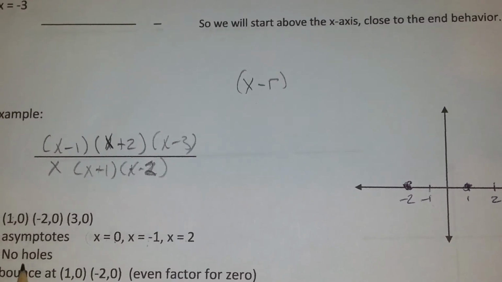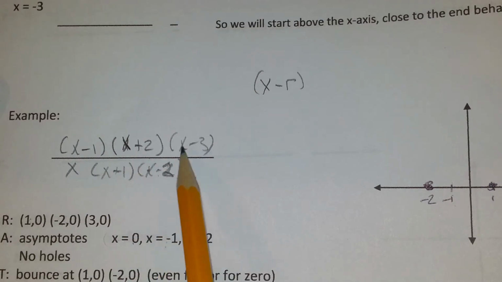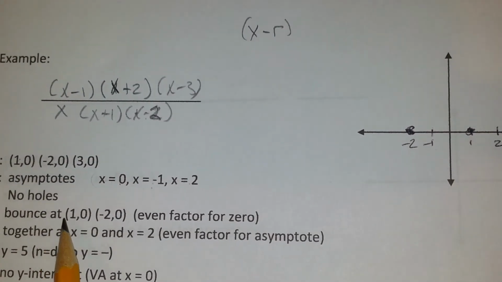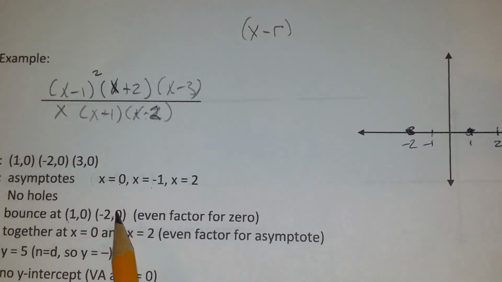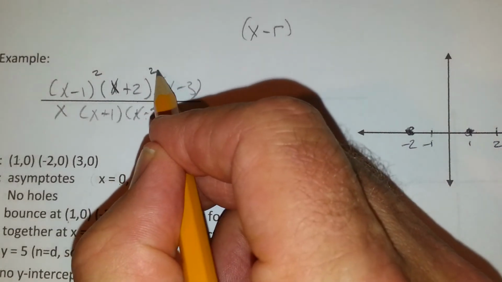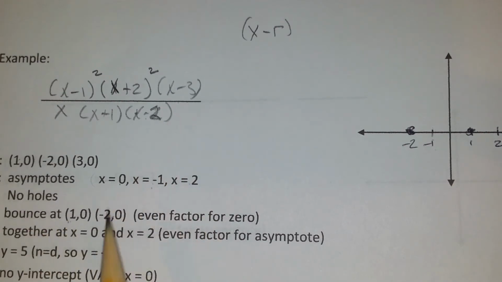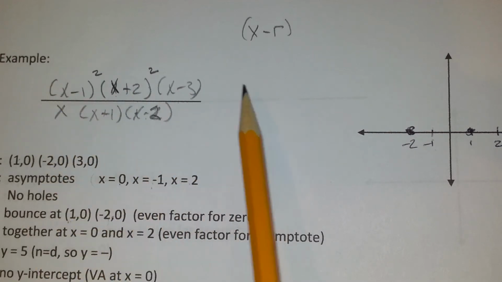Notice, no holes, so there are no common factors. Everything's different: x minus 1, x plus 1, x plus 2, x minus 2, and x minus 3. Nothing cancels out, so there are no holes. Notice, here's the key: I bounce at 1 and negative 2. That's my tangency. So that means x minus 1 is squared, and x plus 2 is squared. But the root at 3 doesn't bounce. So we bounce at 1 and negative 2, but not 3. So I've got x squared times x squared times x, so this is x to the 5th in the numerator.